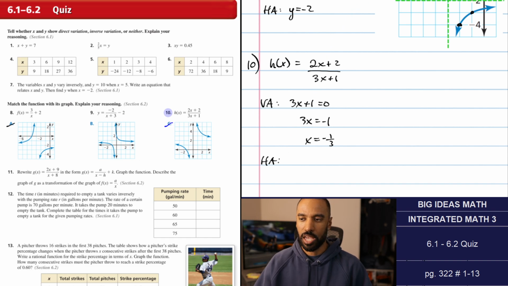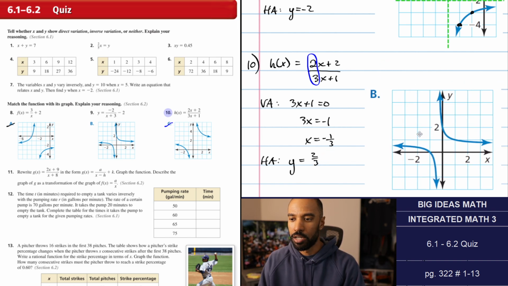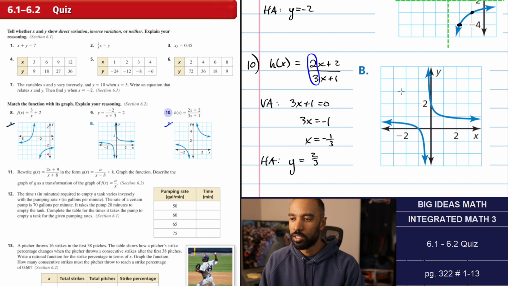Horizontal asymptote is discovered by dividing the two coefficients of your highest degree term if they're equal. These are both x to the first power. We can divide 2 by 3. We get y equals 2/3. Strange fraction asymptotes that we have, but they are the asymptotes. And graph B looks to resemble that.